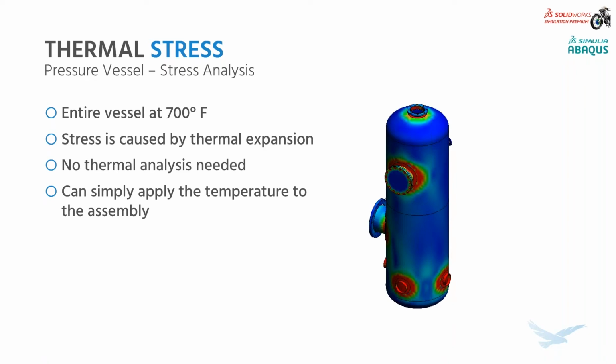There's going to be stress resulting from that. However, because everything's at a constant temperature, I don't need to do a thermal simulation. I can just apply that temperature in the stress analysis. So again, a case where we can keep things simple. We only need one type of simulation. It's not really a multiphysics simulation, even though we are taking into account the physics of temperature. Of course, if we don't have everything at a constant temperature, then we will need to do a thermal analysis.